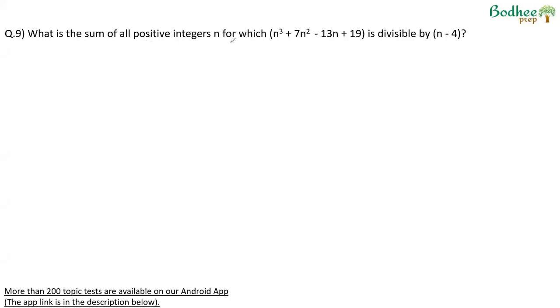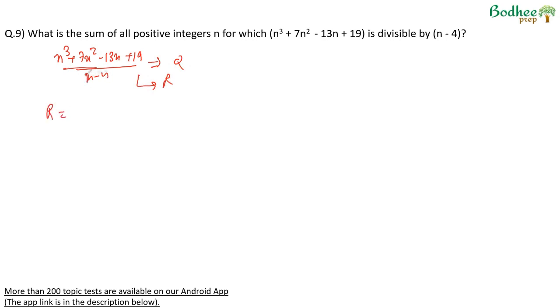What is the sum of all positive integers n for which n cube plus 7n square minus 13n plus 19 is divisible by n minus 4? If we divide the polynomial n cube plus 7n square minus 13n plus 19 by n minus 4, some part of this will be divisible, we'll get a quotient, and there will be some remainder. To find the remainder, we can use the remainder theorem.